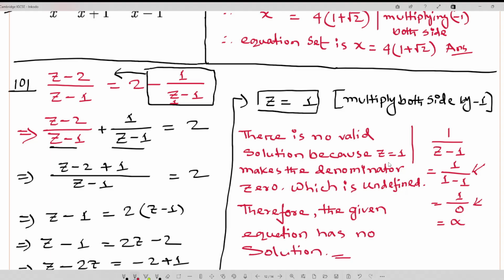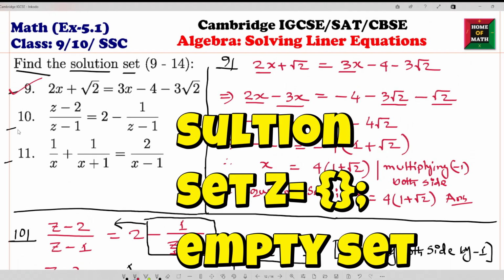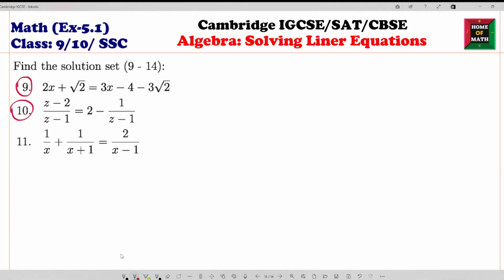It's a very important thing for understanding that these kinds of equations sometimes we cannot find or determine the result. We can also say this is null set or empty set. Number 11, we can start from here. Here is 1 by x plus 1 divide x plus 1 equals 2 by x minus 1.